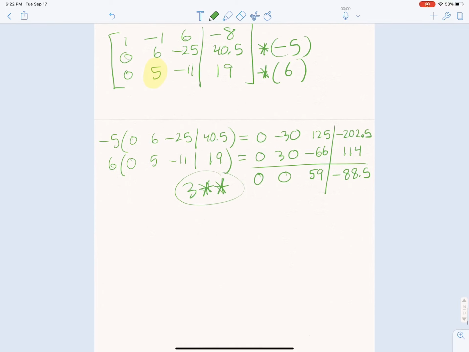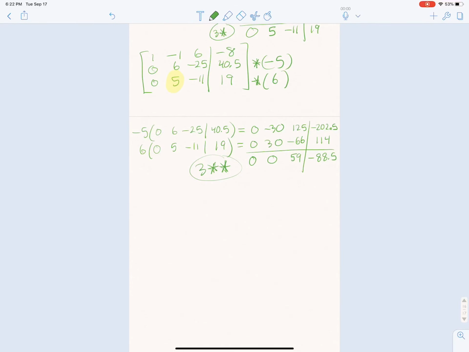And so now I want to rewrite the matrix one last time. 1, -1, 6, -8, 0, 6, -25, and 40.5, right? And then 0, 0, 59, and -88.5. So then I'm good.